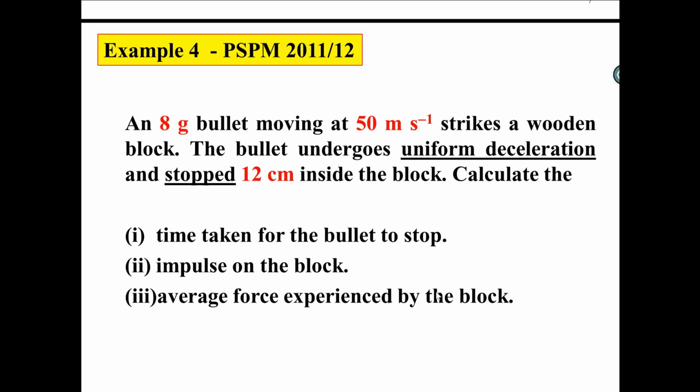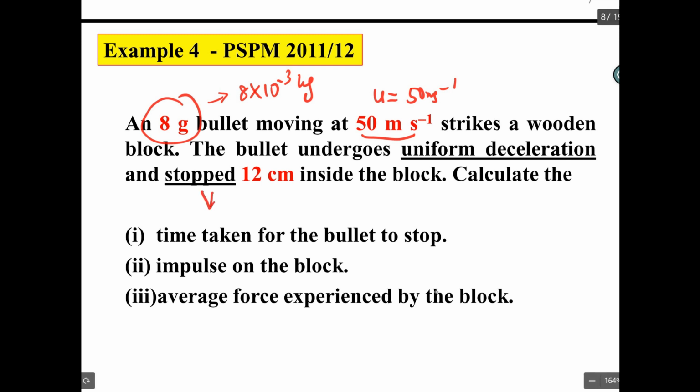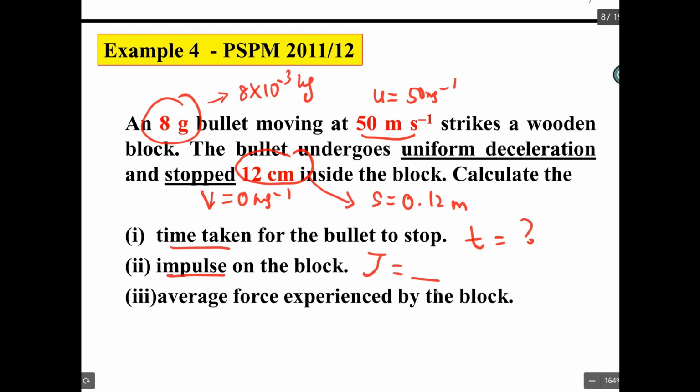Okay, and then in the question, given 8 gram, convert to kilogram, it becomes what? 8 power of negative 3 kg. And then it gives U, the initial velocity, 50 m s negative 1. And then it says uniform deceleration. And then it says it stops. Okay, stop means V is equal to 0 m s negative 1. And then 12 cm is displacement. 12 cm convert to meter becomes 0.12 meter, divide by 100. Calculate the time. Okay, we want to find time, impulsive force, impulse J, and then average force, F. So there are 3 things we want to find: time, impulse, and average force.